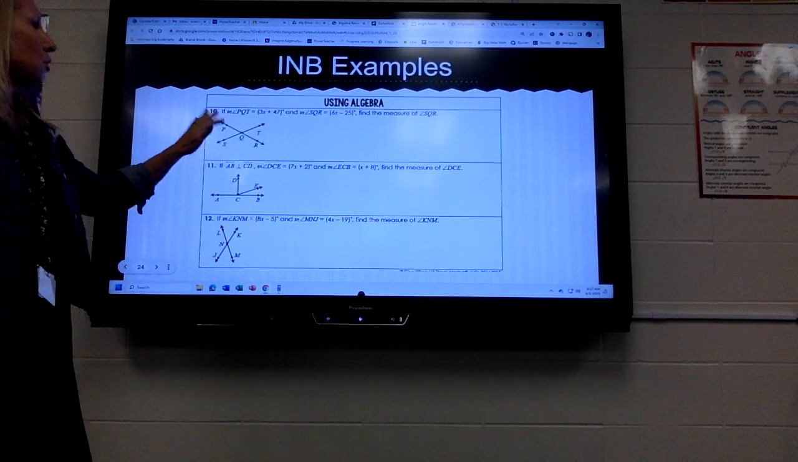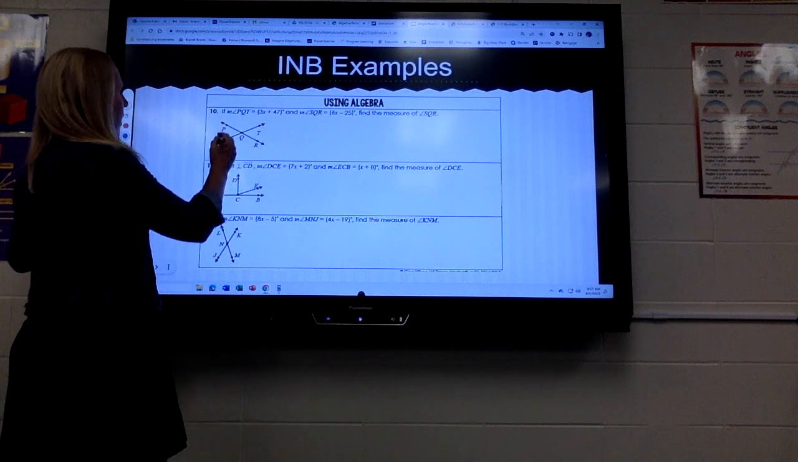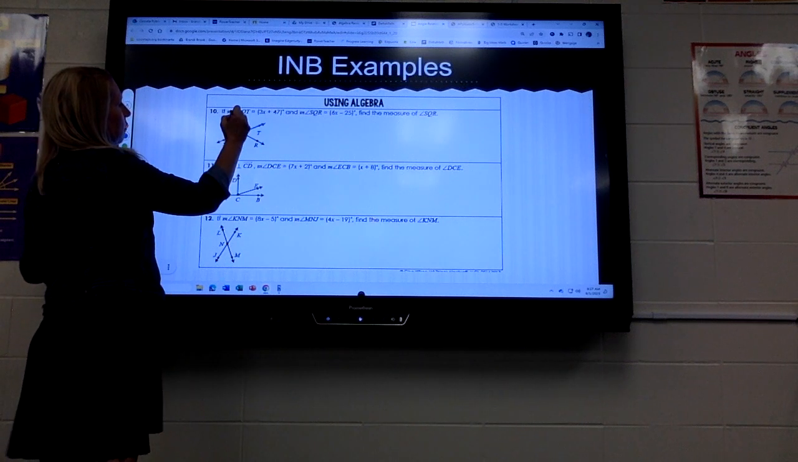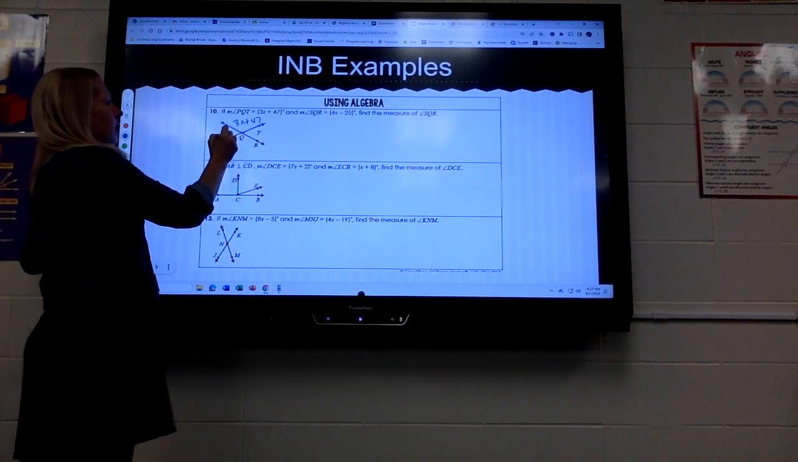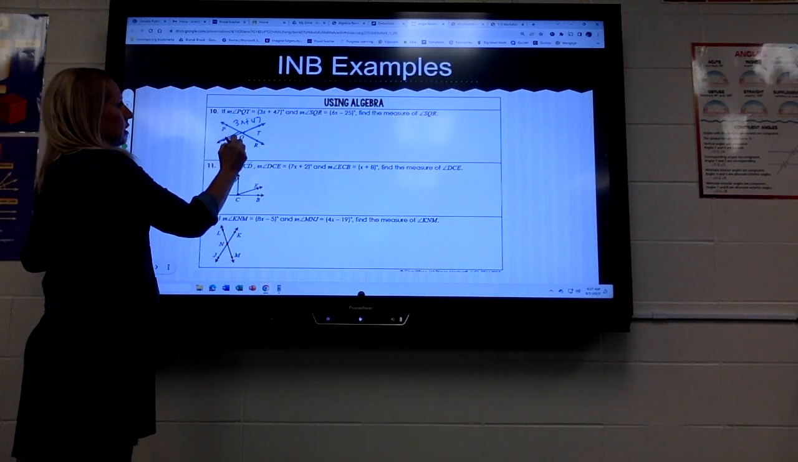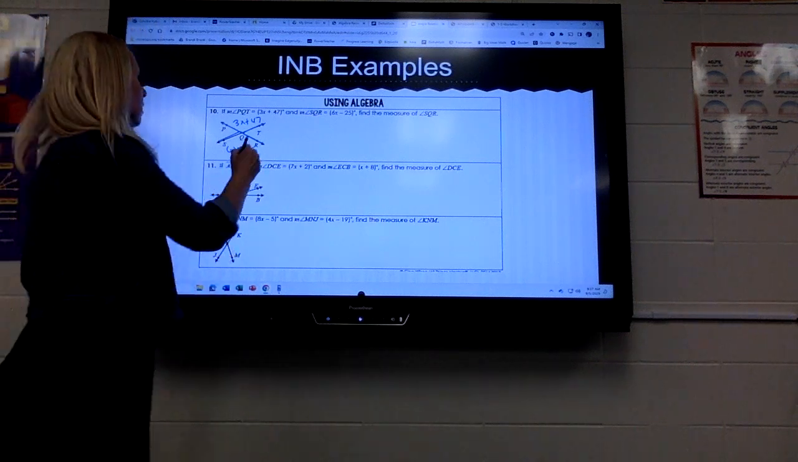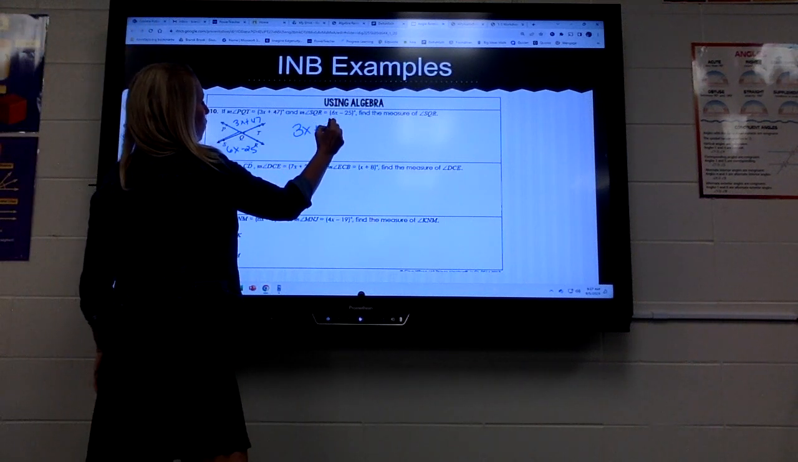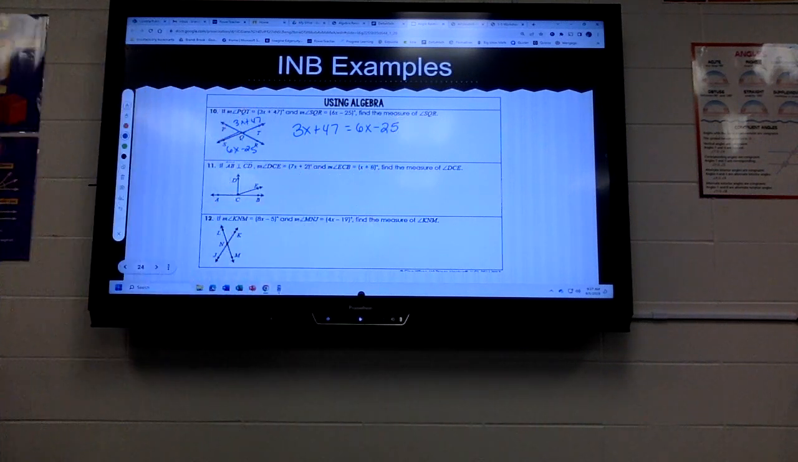Okay, let's go to the algebra. So on this first one, I've got PQT, which is 3x plus 47. And then I have SQR, which is 6x minus 25. Vertical angles equal each other. So 3x plus 47 equals 6x minus 25. I'm going to grab a calculator.